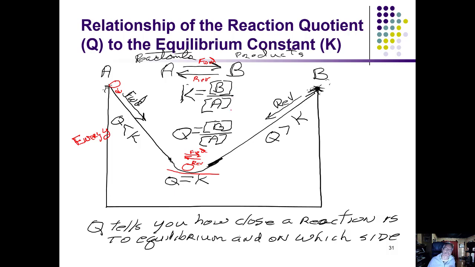We need to have fewer reactants in order to get to the equilibrium concentrations for both products over reactants. And those are stable concentrations. As long as we don't change the temperature or the volume of the container, those concentrations will remain the same, okay?